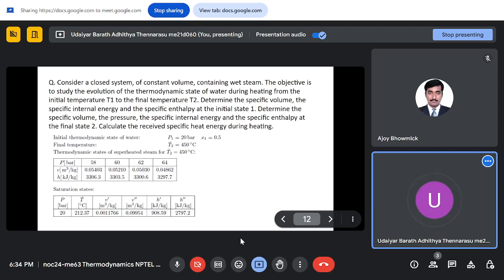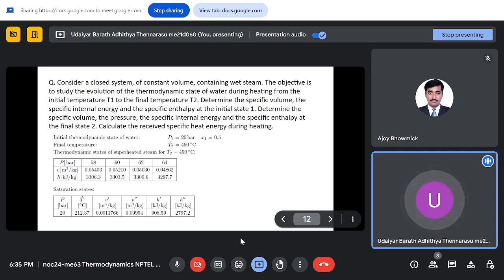So moving on, the next one is: consider a closed system of constant volume containing wet steam. So again, a closed system of constant volume, we have a wet steam. So that is a mixture of vapor and liquid. The objective is to study the evolution of the thermodynamic state of water during heating from the initial temperature T1 to final temperature T2.